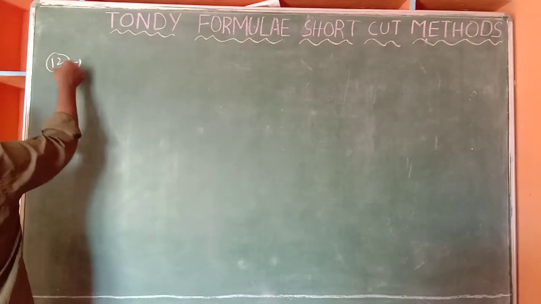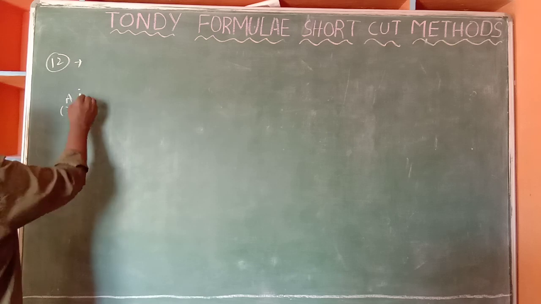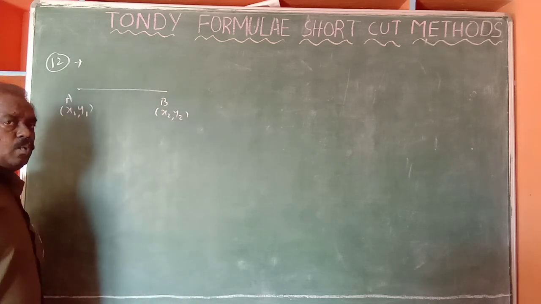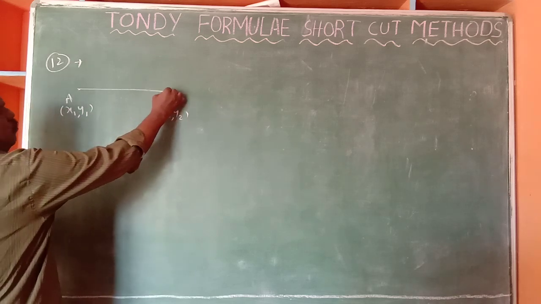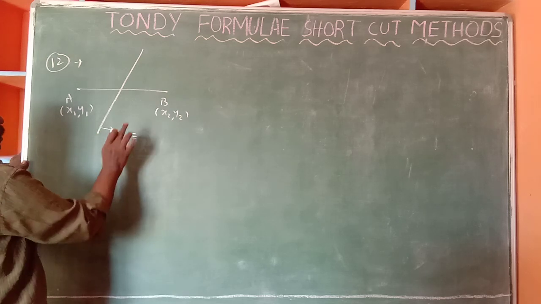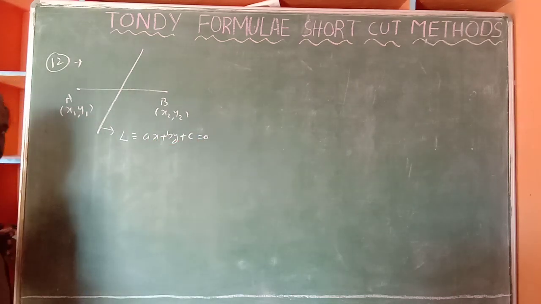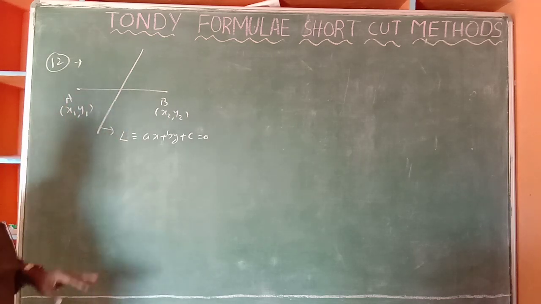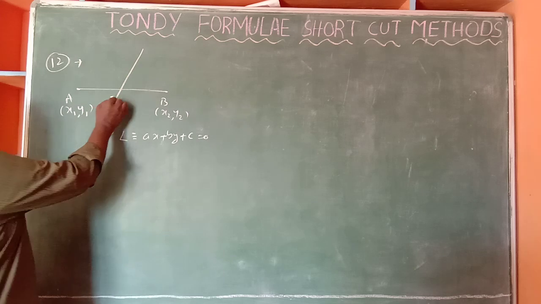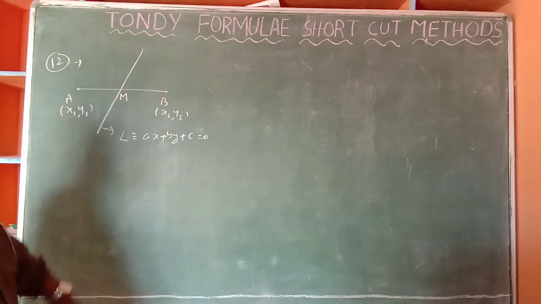The 12th formula. Suppose A is (x1, y1) and B is (x2, y2). These are two given points, and the line segment joining these two points is cut by a line L, identically equal to ax plus by plus c equals 0. The line equation and the points are given, and we are asked in which ratio the line cuts the line segment AB.